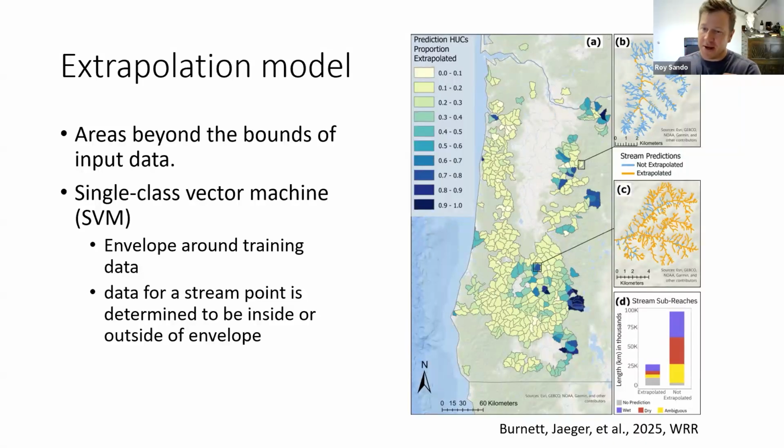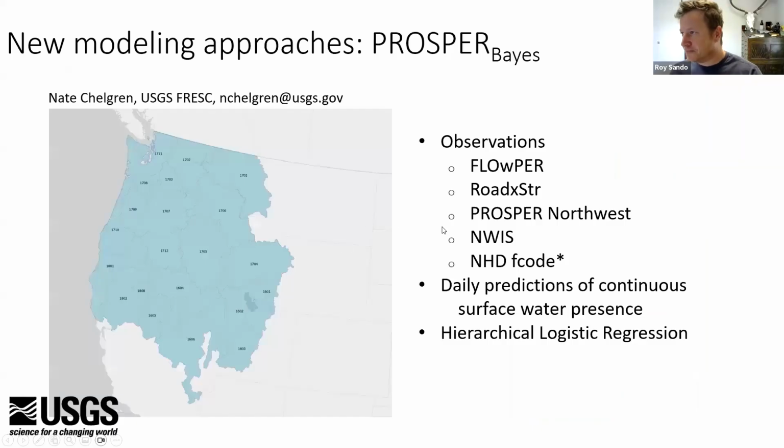And this is really important in machine learning and really even parametric modeling. Extrapolating beyond the range of your inputs is often a very fast way to lose credibility in your outputs. So what we're doing here is we're providing some information on which basins we're more confident in based on how much of that basin has extrapolated predictions. Okay, so that kind of wraps up where we're at to this point.